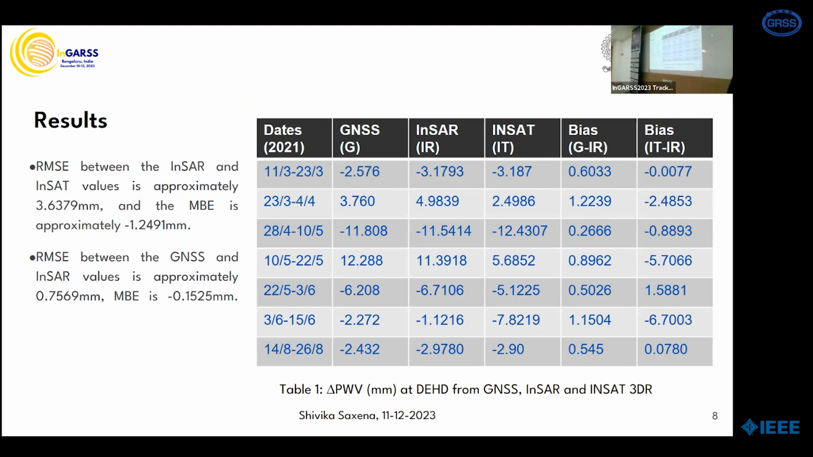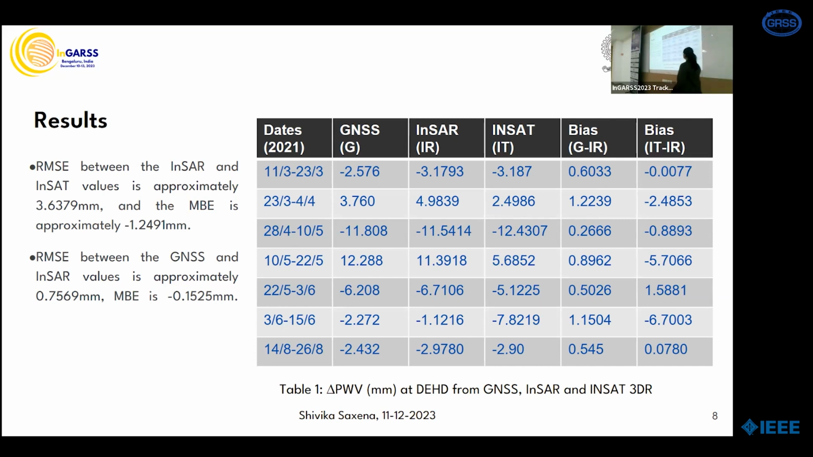These are my results. The RMSE between the InSAR and the INSAT values for differential PWV lies around 3.6 millimeters, which is fairly satisfactory for my case. And the RMSE between GNSS and InSAR values is 0.7569 millimeters. This is fairly low and good for my case study.